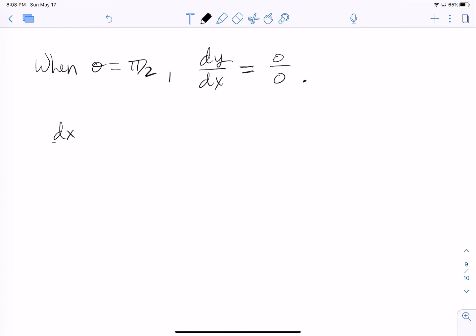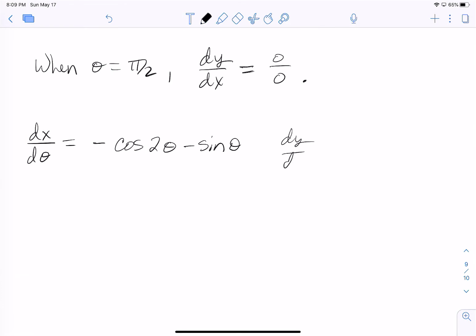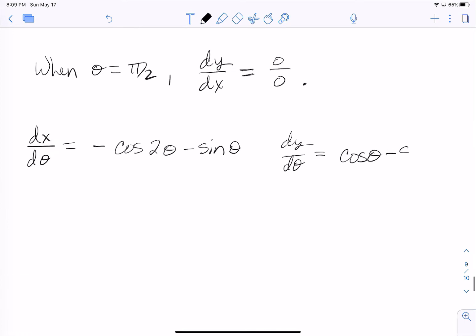I'm going to use the most convenient forms that I can think of for dx/dθ and dy/dθ because we're about to take derivatives, right? That's what L'Hopital's rule says to do. So dx/dθ I'm going to write as negative cosine of 2 theta minus the sine of theta. You can verify that's a representation using a double angle formula for the cosine function. And dy/dθ, I'm going to write as the cosine of theta minus the sine of 2 theta. And you can verify that based on using a double angle formula for the sine function.